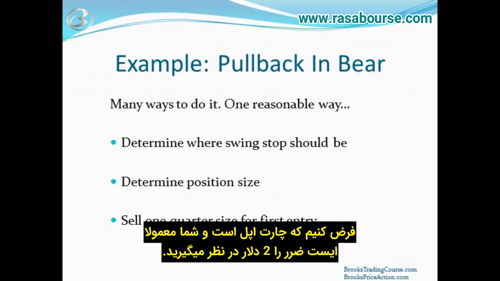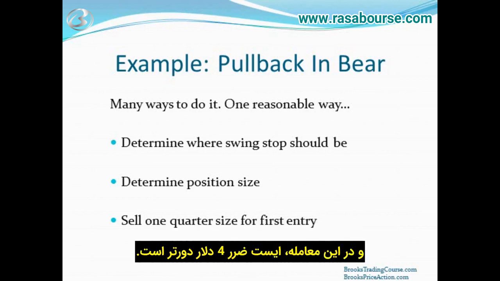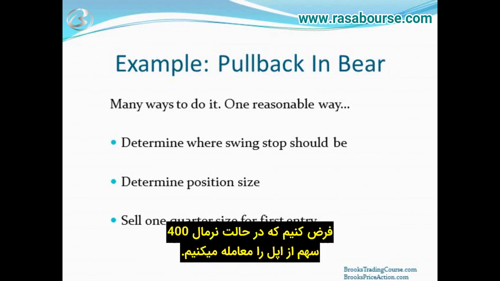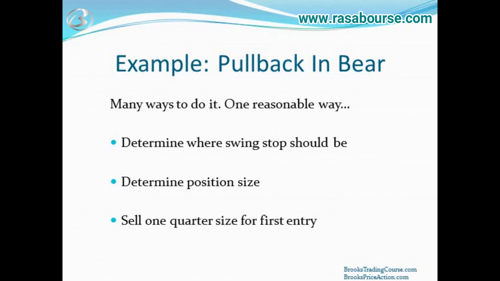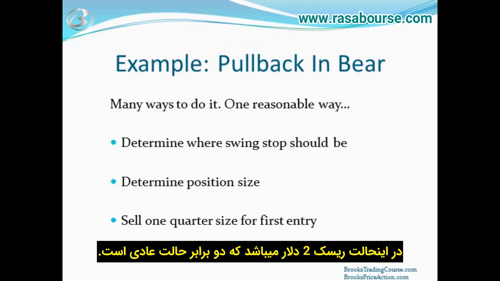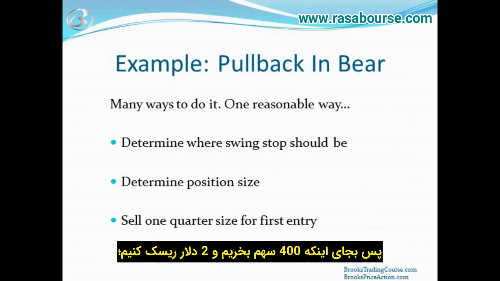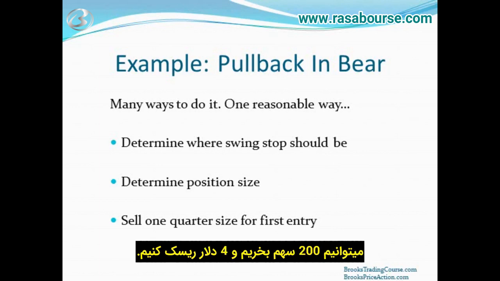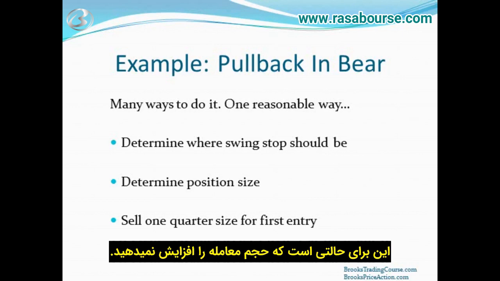And let's say it's Apple, and you normally use a $2 stop in Apple. And here the stop has to be $4 away. And let's say you normally trade 400 shares of Apple. Instead of trading 400 shares and risking $4, which is twice your normal risk, you would normally just trade 200 shares and risk $4 if you were not scaling in.